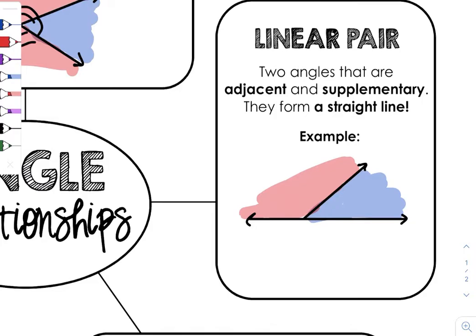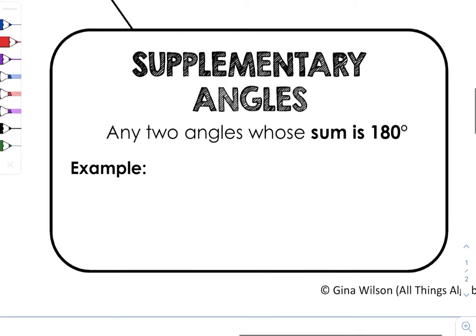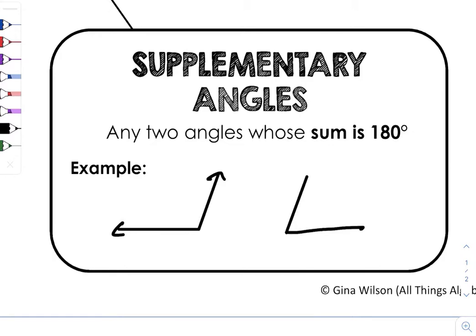All linear pairs are supplementary, but not all supplementary angles are linear pairs. They don't have to be next to each other to be supplementary. Right? Let's say I have this angle here and this angle here. These are not adjacent, right? They are not sharing a side. They're not next to each other. I could literally move this one and put it anywhere, but they are supplementary because they're going to add to 180 degrees. Let's say this one is 100 degrees and this one is 80. Since they would combine and add to 180 degrees, they are supplementary.